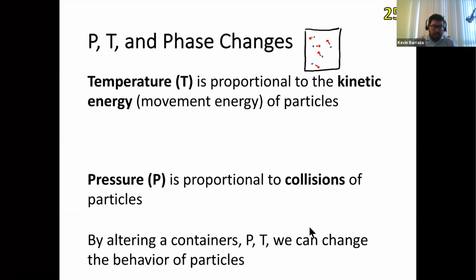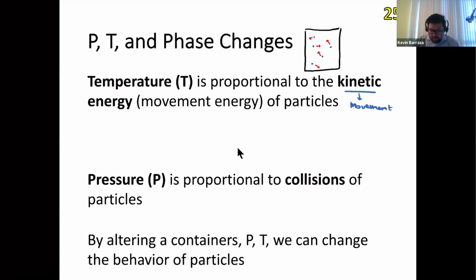And what you may already know, perhaps this is something you've seen in another class, is that when you change the temperature of the particles, you change how they move. Specifically, you're changing how fast they collide with one another and how far they can range throughout the box. So we say that temperature is proportional to the kinetic energy of the particles. Kinetic means movement, so the movement energy, the energy that's used by particles to move.